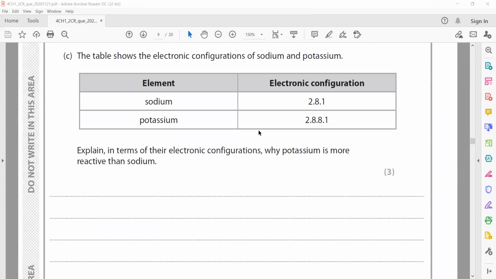The table shows the electronic configuration of sodium and potassium. In terms of their electronic structure, why is potassium more reactive than sodium? As you can see, the distance of the outer electron from the nucleus for potassium is much greater as compared to the distance of the electron from the nucleus for sodium. So why is potassium more reactive? The outer electron is further away from the nucleus, so it can lose this electron easily. That's why it is more reactive.